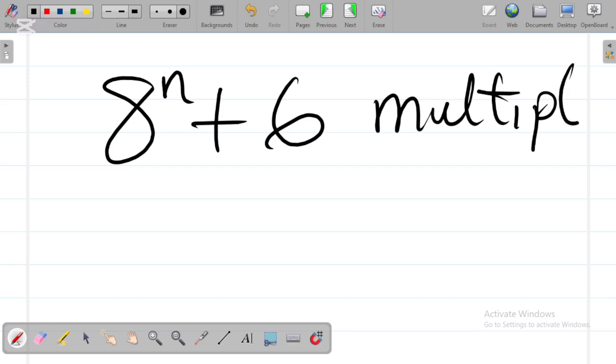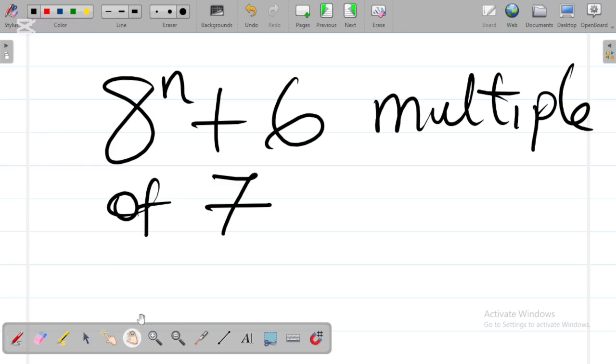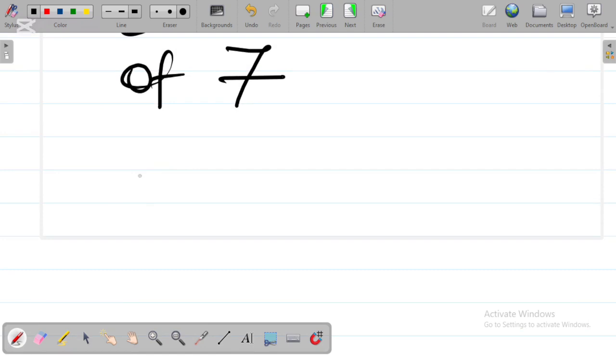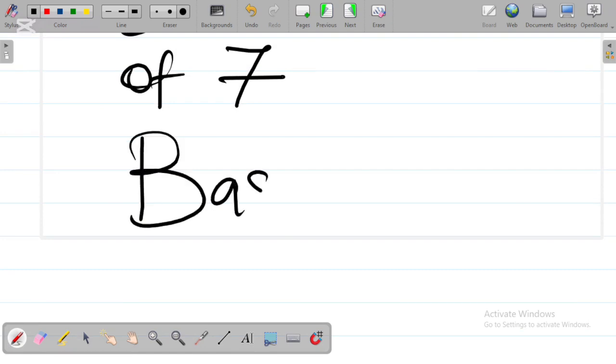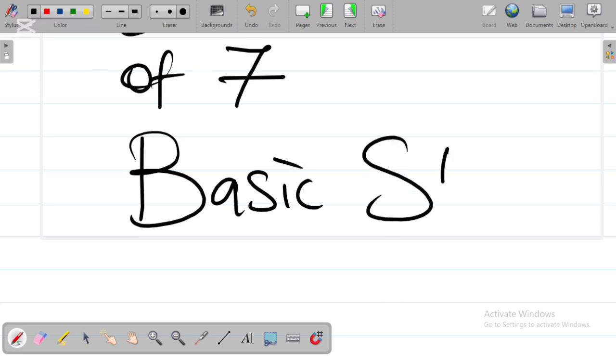Let's write it down. Multiple of what? Of 7. We are asked to check if 8 raised to the power n plus 6 raised to the power n is a multiple of 7. So for the basic step, we have the basic step.